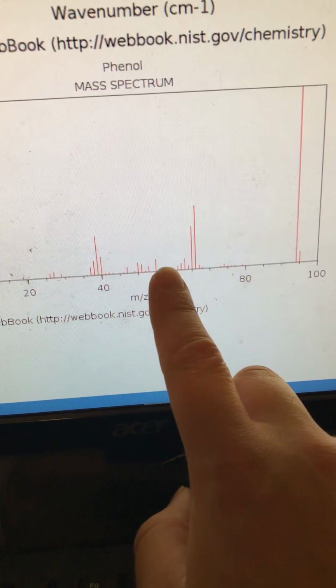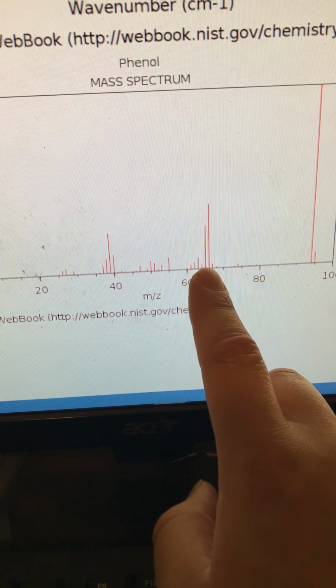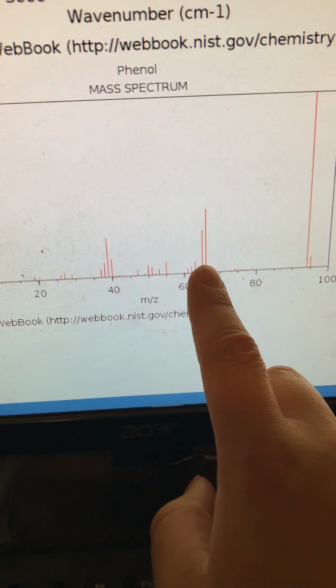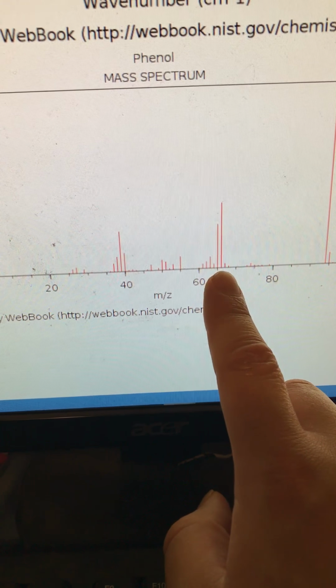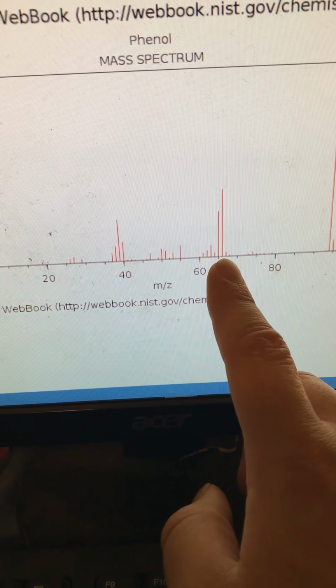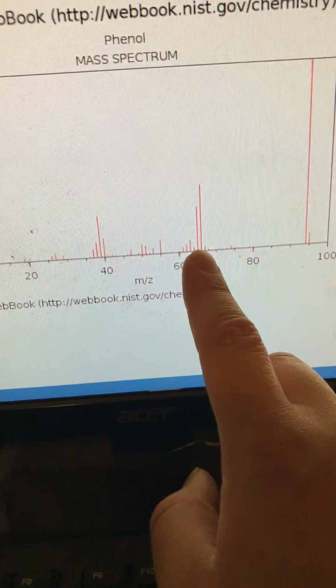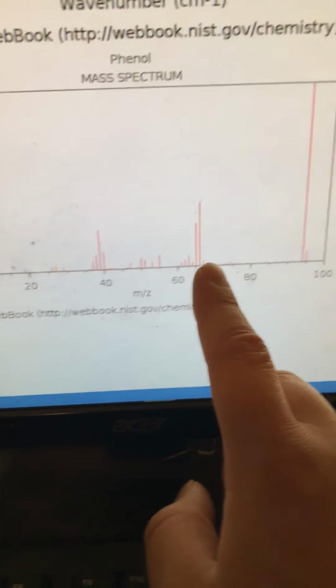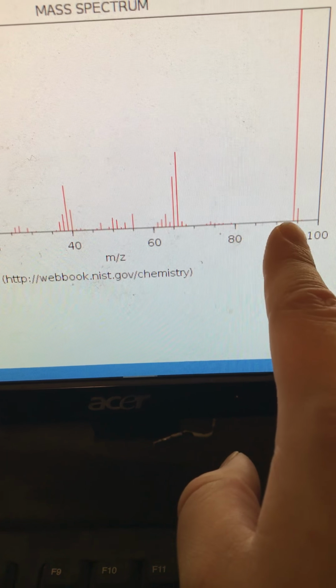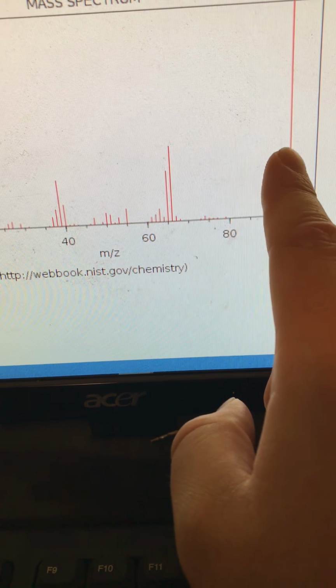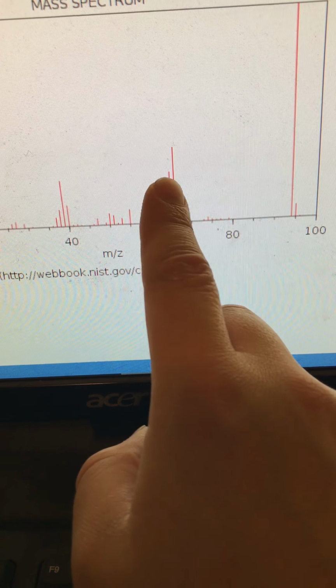Then you go down and try and find a base peak, which is the next most stable peak, which would be right about here. 67, 68. And since we know that this is a 96, the loss of an alcohol would explain this right here.